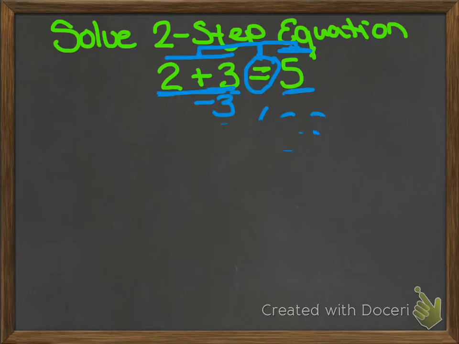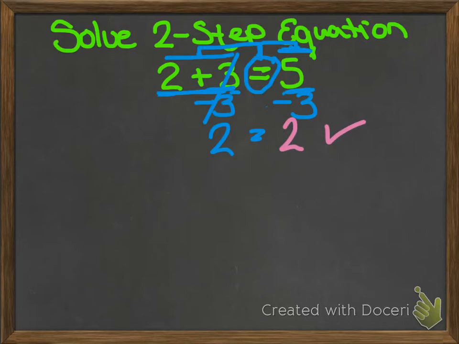Alright, now what if I took 3 apples from the left side and I also took 3 apples from the right side? What would happen? Well, this would cancel out and I would be left with 2, and then 5 minus 3 is 2. So then that would be a true statement, correct?